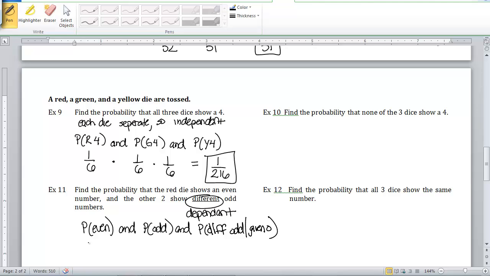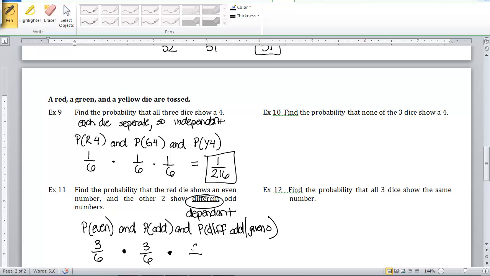So there are 3 even numbers on a die: 2, 4, and 6. So 3 out of 6 is the probability that I get an even. And so, multiply, there are also 3 odd numbers. Now, what we have to remember when we find the probability of getting a different odd is that there are 3 odd numbers, but we've already chosen one, and we cannot re-choose it.